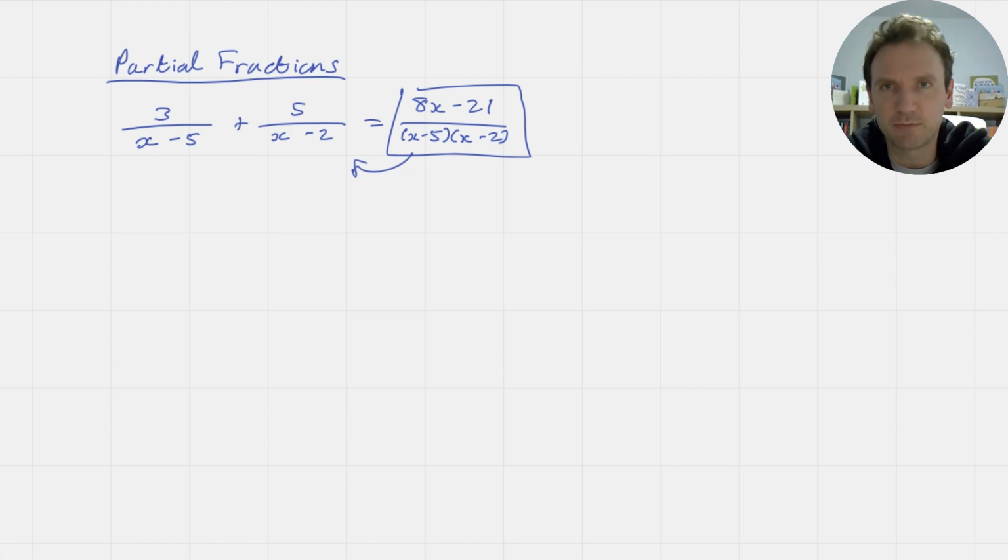There are three main types of partial fractions that you need to be aware of how to split up. And there's also a couple of different methods you might use for doing so. So we're going to cover all of those in this video, starting off with the simplest sort.